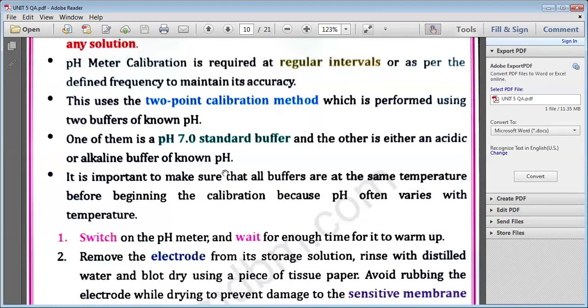The stability of the various pharmaceutical products depends upon the pH maintained in that particular pharmaceutical product. So one of them is pH 7.0 that we are going to take, and from NIST, the National Institute of Standards and Technology, they are preparing the standard buffers which are much more accurate.